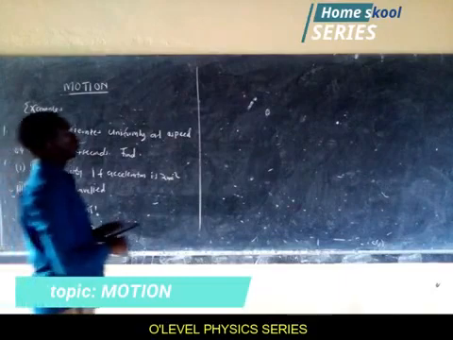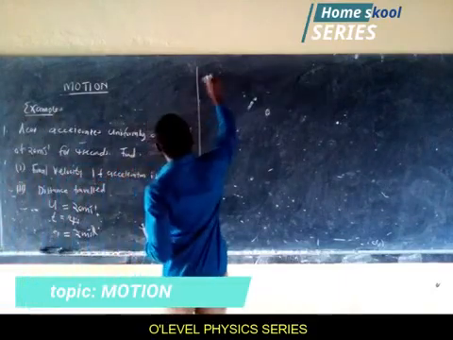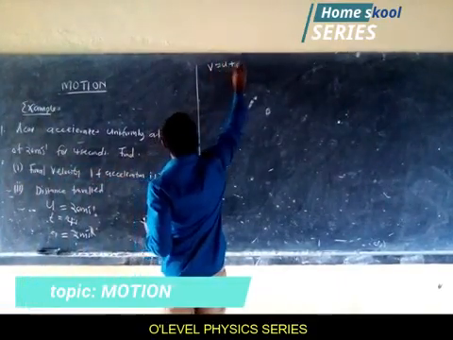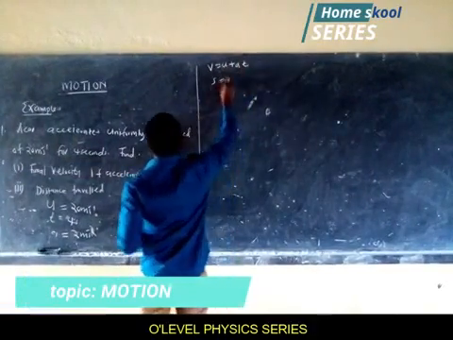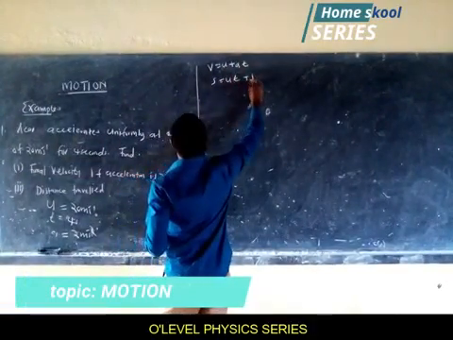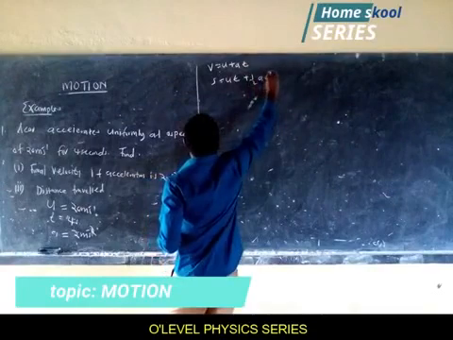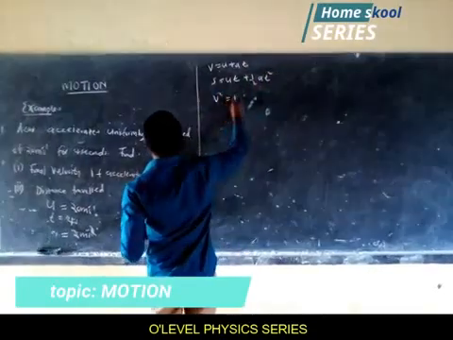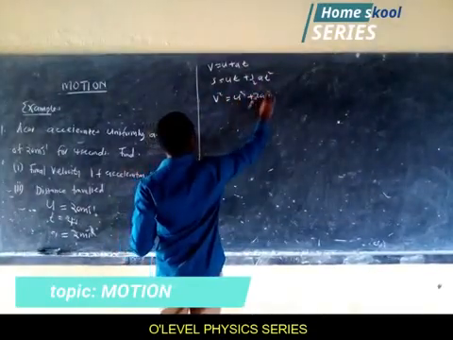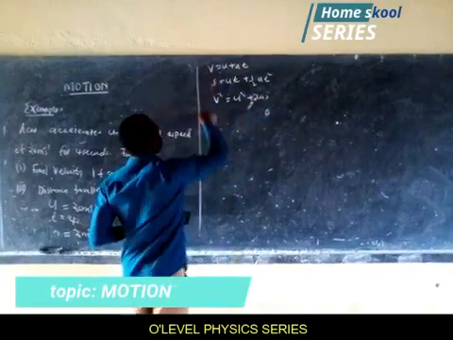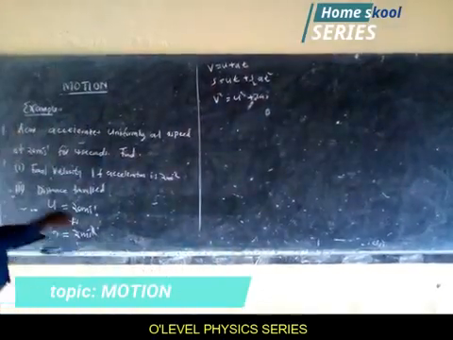You will recall, we have 3 equations. We have v equals u plus at, we have s equals ut plus a half at squared, and we have v squared equals u squared plus 2as. Meaning from these ones, they say find final velocity.